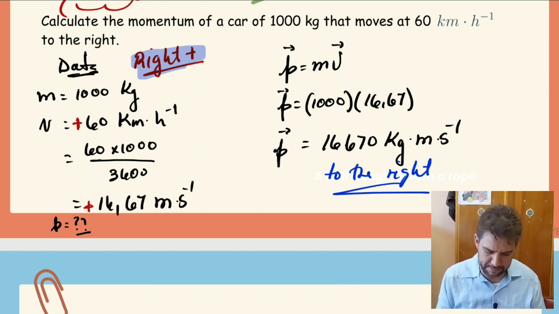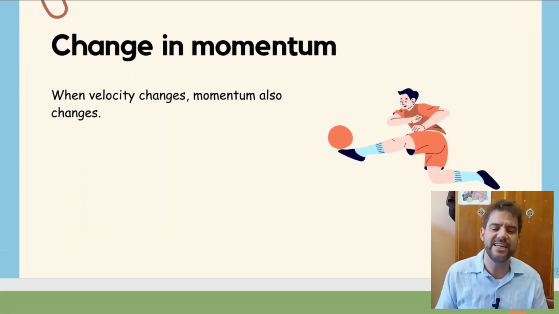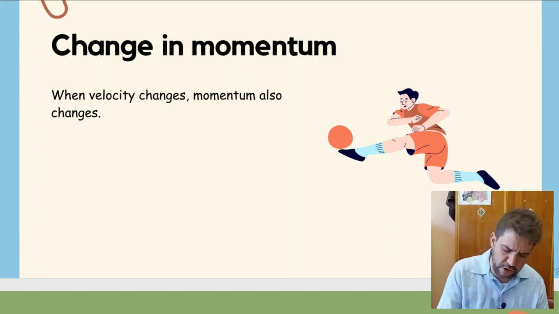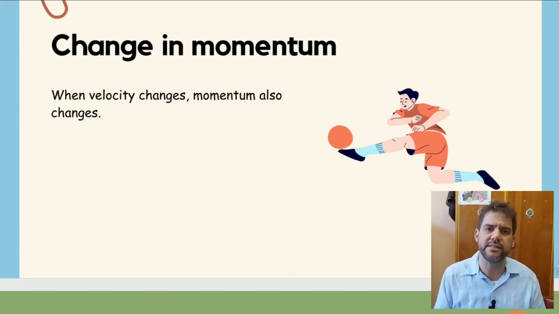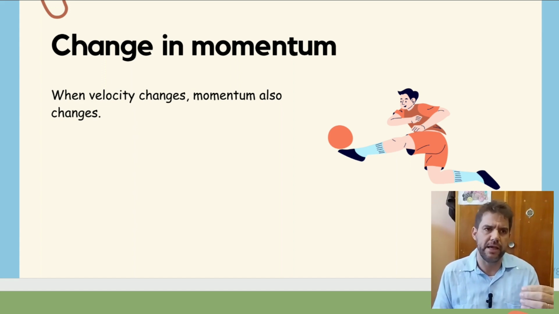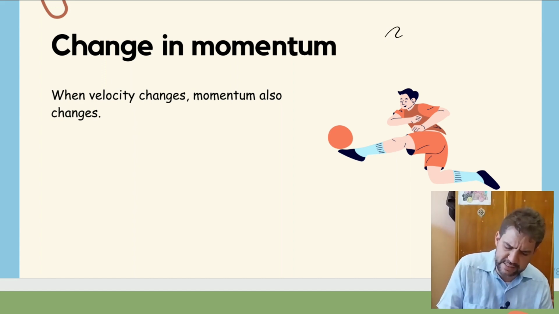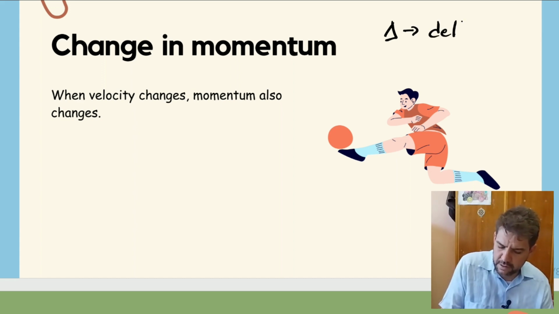I hope it helped. So the next definition we're going to speak about is changing momentum. Guys, if the velocity of an object changes, it means that the momentum will also change. Velocity can change in terms of magnitude or even in terms of direction. So now, first of all, guys, remember that in physics, delta means change.